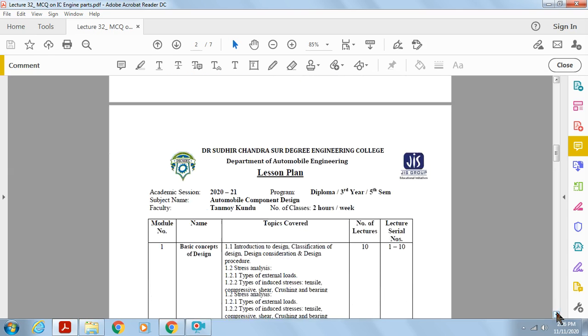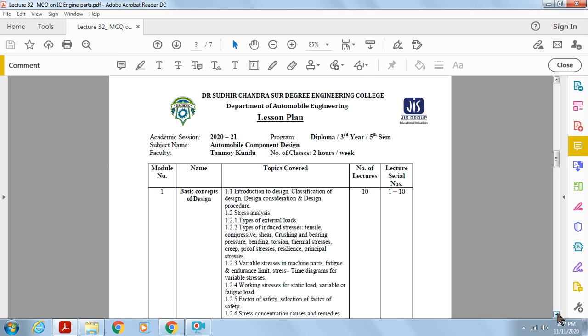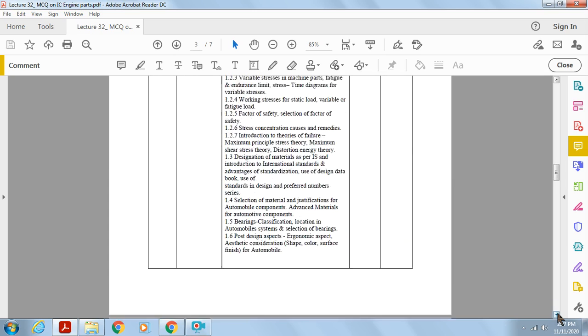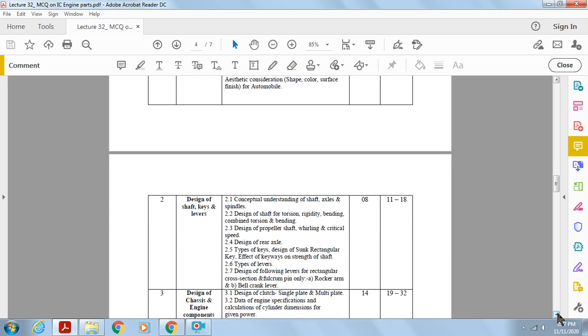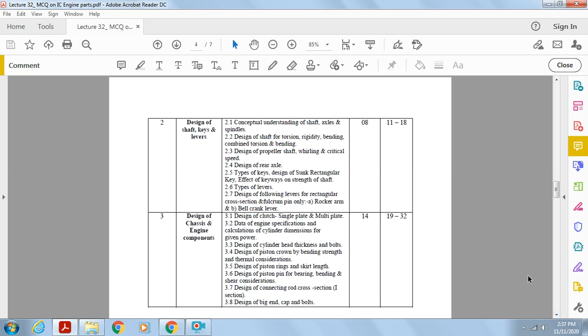Next, come to the lesson plan. This plan is prepared as per the syllabus provided by the West Bengal State Council. Here you see the whole syllabus is divided into 3 important modules. Module number 1 is basic concepts of design, and that part I have already covered so far. Module number 2, design of shaft, key and lever, is already completed as well. And the final module is design of chassis and engine components.